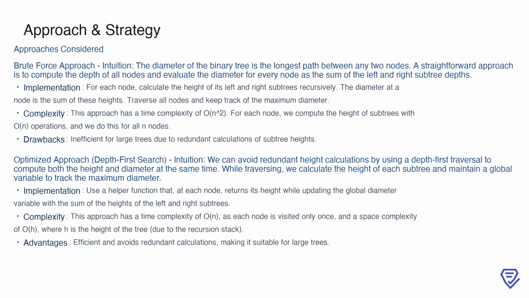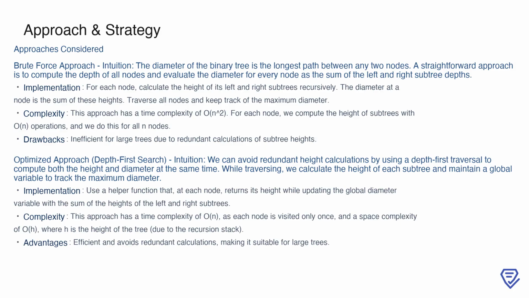To solve the problem of finding the diameter of a binary tree, we first consider two approaches. The brute force approach relies on the basic intuition that the diameter is the longest path between any two nodes, which can be calculated by summing the depths of the left and right subtrees at every node. To implement this, we recursively calculate the height of the left and right subtrees for each node, then determine the diameter at that node as the sum of those heights. By traversing all nodes and keeping track of the maximum diameter, we can find the solution. However, this method is computationally expensive, with a time complexity of n squared. The inefficiency arises because the height of subtrees is recalculated multiple times.